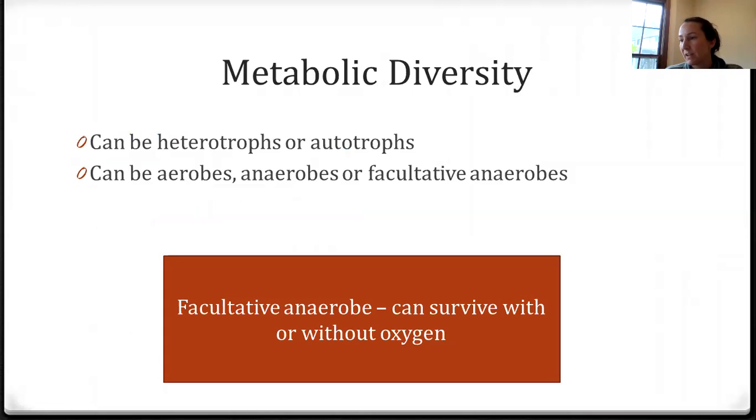Metabolic activity, they can either be heterotrophs or autotrophs. So heterotrophs meaning that they eat food, autotrophs meaning they make their own food. Aerobes use oxygen, anaerobes don't, or facultative anaerobes, which means they can survive with or without oxygen.